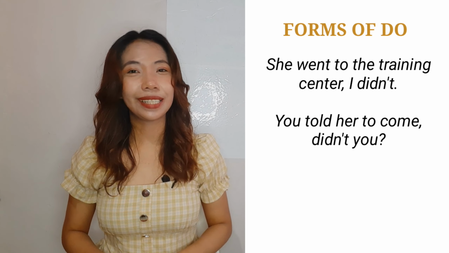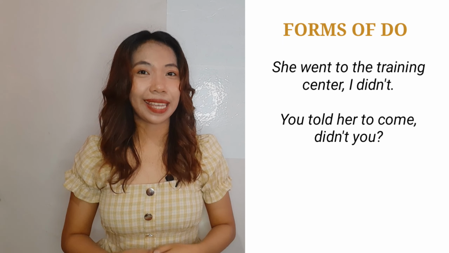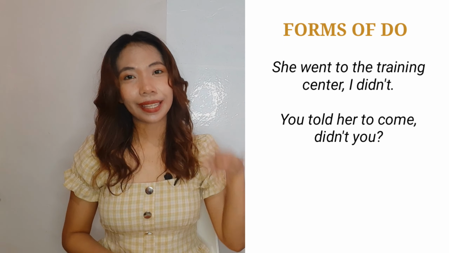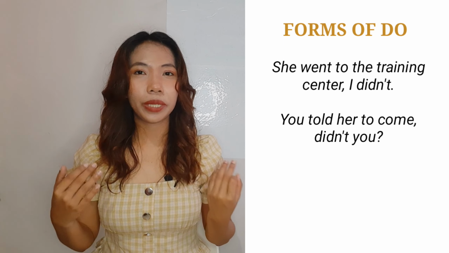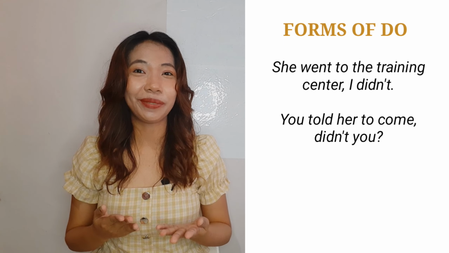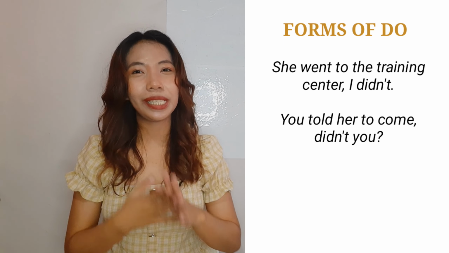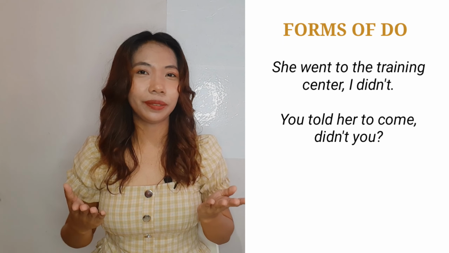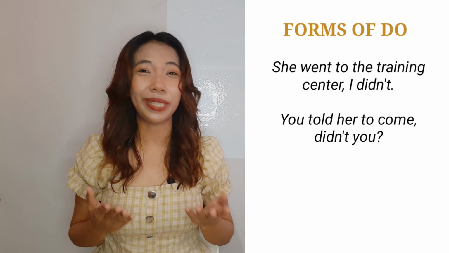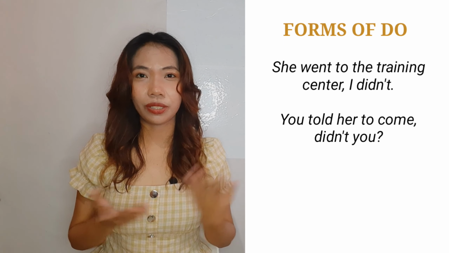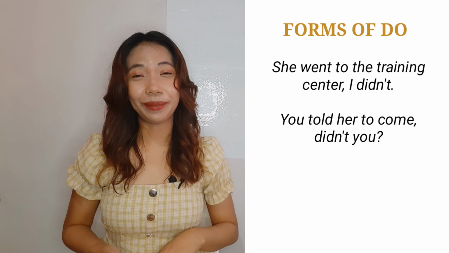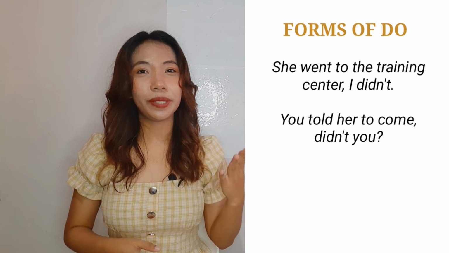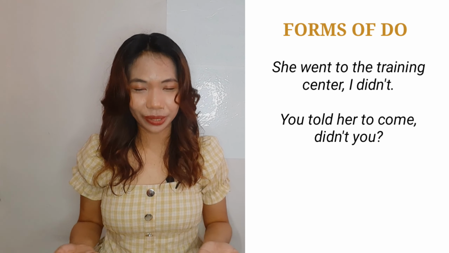Let's have these sentences. She went to the training center. I didn't. Notice that in the second clause, the I didn't part, we actually don't have any other information. That means there's usually an omission of some details if we're already familiar, or we know already what we're talking about. Do you go to school? You can just say, I do, and that's enough. That's the same thing here. She went to the training center. I didn't. Forms of do are also used when you want to confirm something.